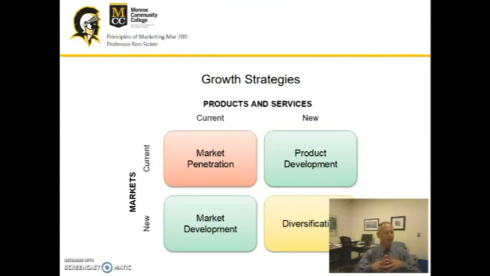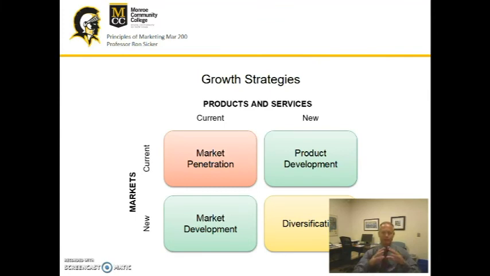Let's say you have a current product in a new market. So you've got a current product and you want to do a new market for it. An example of that would be baking soda. I know that's a weird example, but baking soda, a current product, the new market would have been to make your refrigerator smell better or take odors out of your refrigerator. So they took a current product and developed a new market with it.